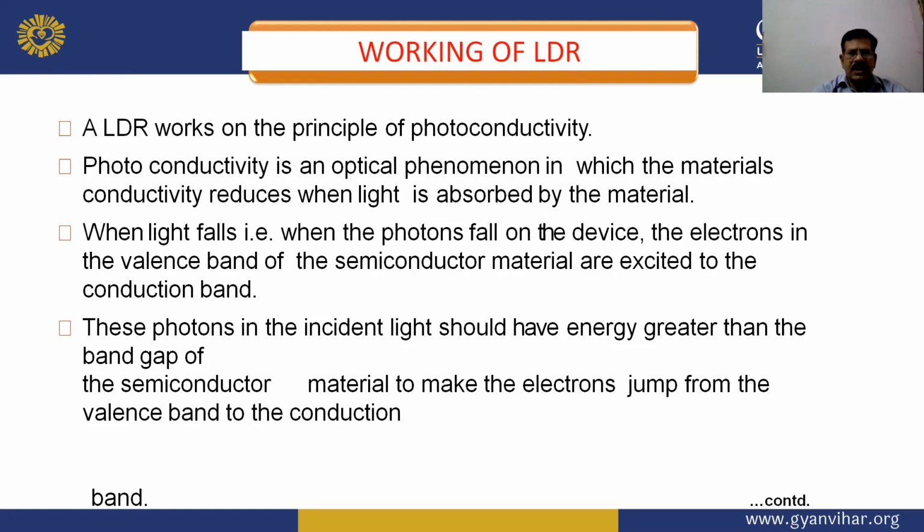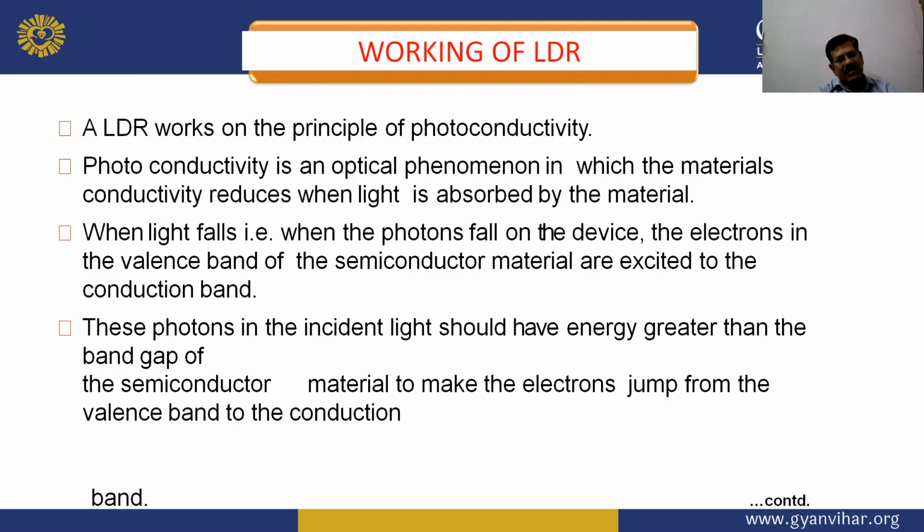When photons fall on the device, the electrons in the valence band of the semiconductor material are excited to the conduction band. So there is a movement of charge carriers, the flow of electron and hole pairs. The photons in the incident light should have energy greater than the band gap, because we know there is an energy band gap between the conduction band and the valence band of the semiconductor structure.